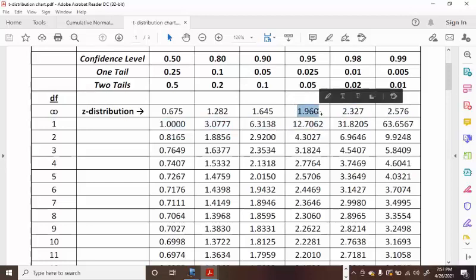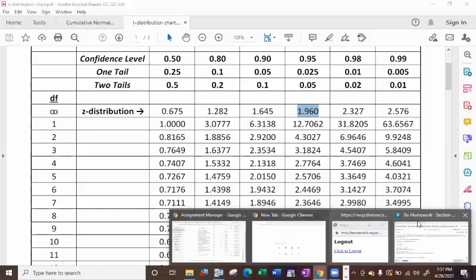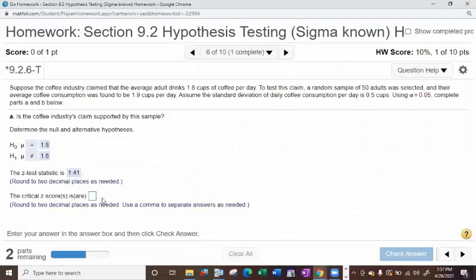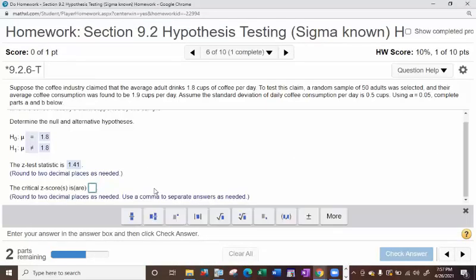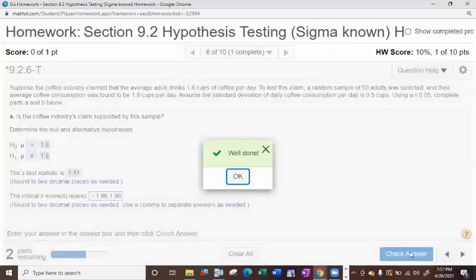There we go. So it's going to be plus and minus 1.96. I think you can do either order, but I always put the negative first. Negative 1.96, comma, positive 1.96. All right, look at us go.